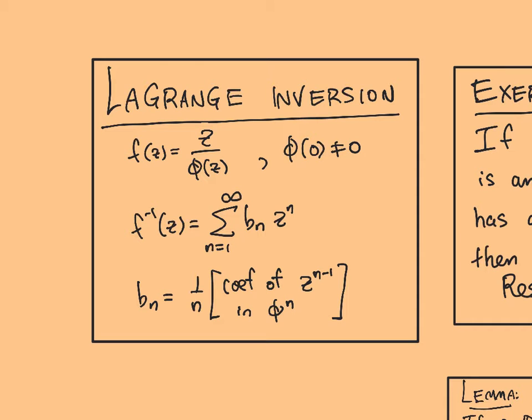The last thing we're going to do is use the formalism of residues to give a proof of the Lagrange inversion formula, which we stated before but didn't prove. So what did it say? I'll take f analytic near 0, and I want its derivative to be non-zero.